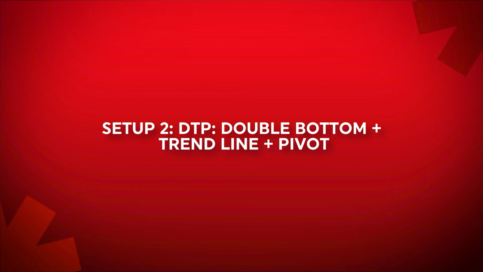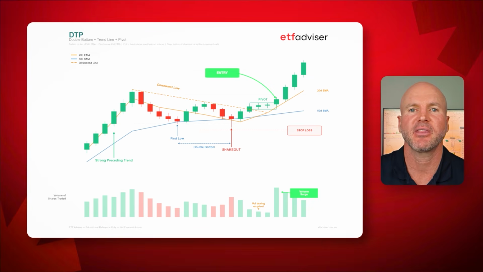Setup 2, DTP, which is double bottom, trend line, and pivot. This is the second entry after the ETF has already started to recover from a correction. After most pullbacks, most charts still look damaged. The strongest ETFs repair first, and the DTP helps you spot them.